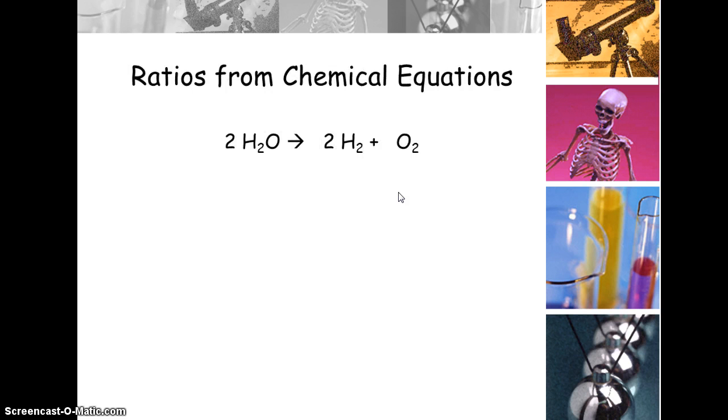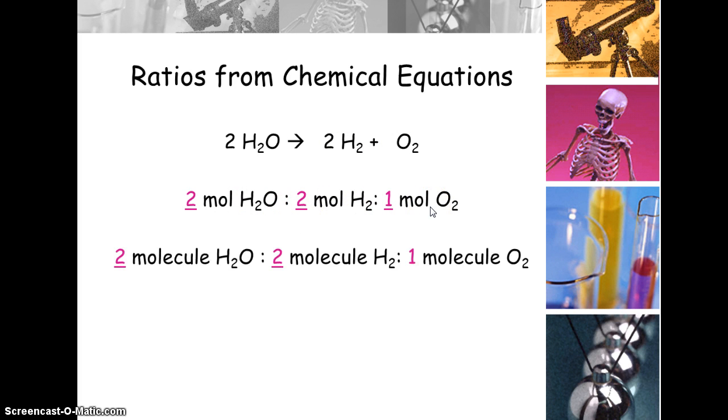So again, to say that these are ratios, we have the 2 to 2 to 1 ratio. That means that for every 2 moles of water that decompose, we produce 2 moles of hydrogen and 1 mole of oxygen. We can also say this as molecules. For every 2 molecules of water that decompose, we produce 2 molecules of hydrogen and 1 molecule of oxygen. But this is a really important part here. It doesn't work for grams.